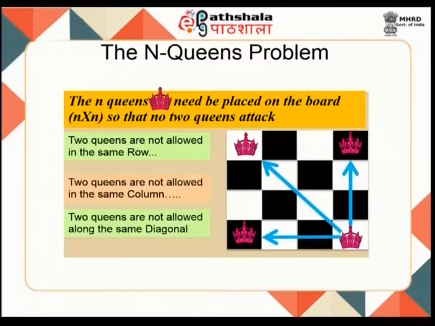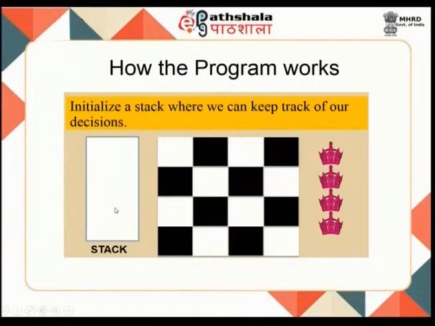You are not allowed to have it like this. You have to place the queens in such a way that all these 3 conditions are not violated. That is, it should not be on the same row, same column, or same diagonal. So, let us start with this as usual, because this is a stack application. We have an empty stack here, and we have the 4 queens, and we have a 4 by 4 board. This stack is initialized so that we can keep track of the decisions that we have made previously, so that if you reach a dead end, you can backtrack. So, remember this was an application of stack for backtracking.